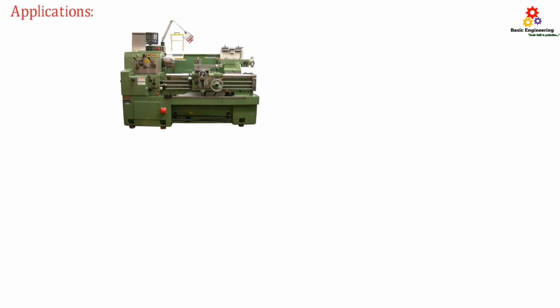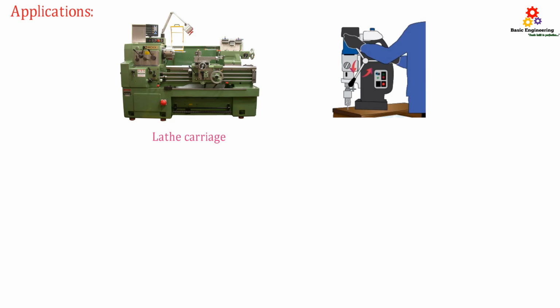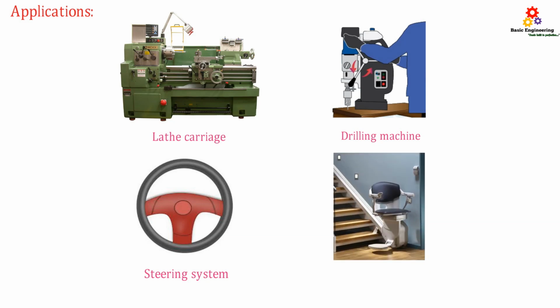Well, applications of rack and pinion gear. It is used in the lathe carriage drive mechanism, where the rotary motion of the handle is converted into reciprocating motion of the carriage. It is used in drilling machine spindle movement. Same, rotary motion of the handle gives upward and downward motion of the spindle. The famous application is the steering system, and the last is the stair lift.